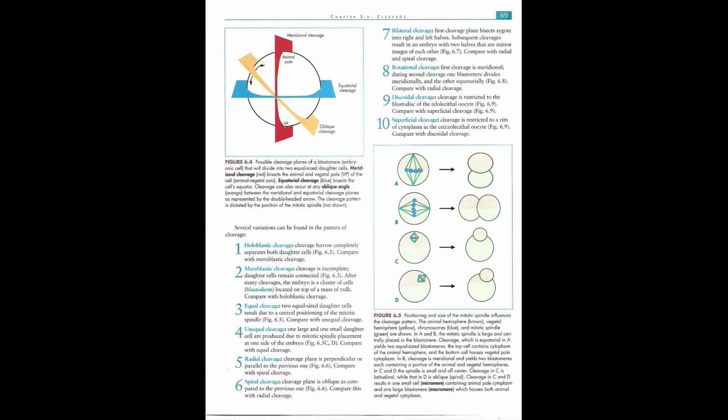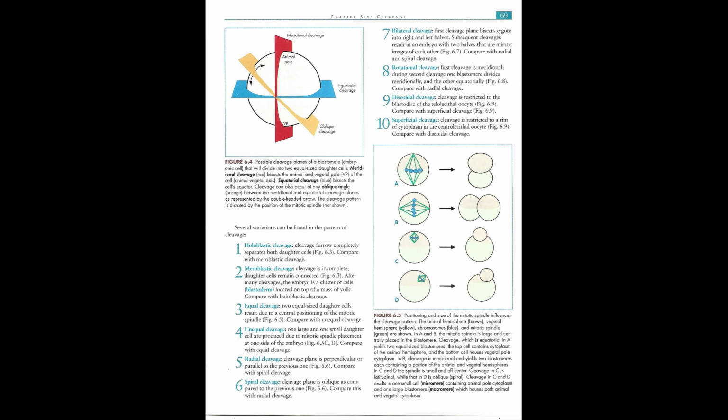Holoblastic cleavage: the cleavage furrow completely separates both daughter cells, Fig. 6.3. Compare with meroblastic cleavage. Meroblastic cleavage: cleavage is incomplete. Daughter cells remain connected, Fig. 6.3. After many cleavages, the embryo is a cluster of cells, the blastoderm, located on top of a mass of yolk.